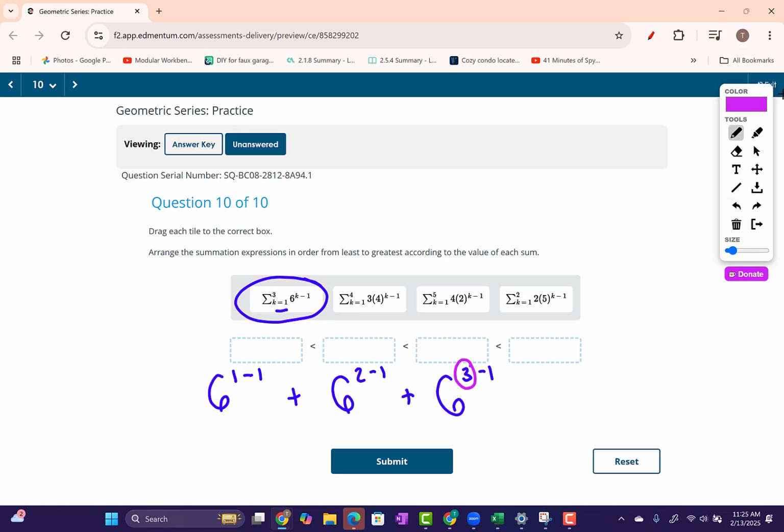All right, so now let's just do the math. 6 raised to the 1 minus 1 power is 1. You could use a calculator for this. 6 raised to the 2 minus 1 power is 6. 6 raised to the 3 minus 1 power is 36. So 1 plus 6 plus 36 is 43.